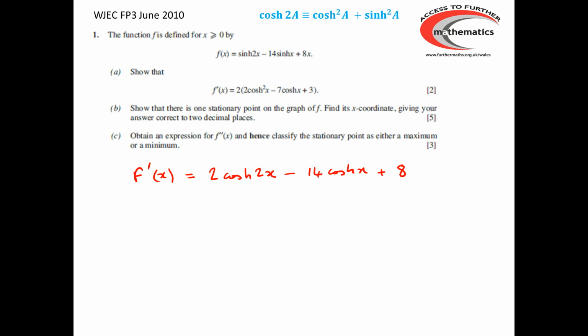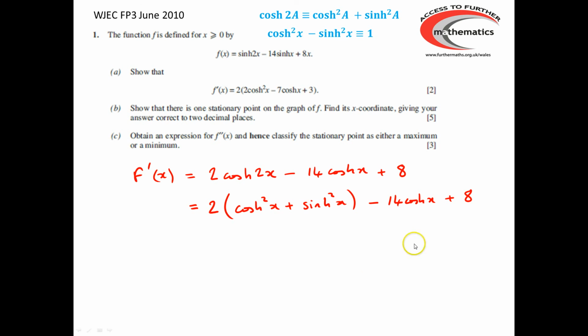Now again, the formula booklet reminds us that cos 2a is cos squared a minus sine squared a, so the 2 cos 2x here can be replaced by 2 lots of cos squared x minus sine squared x, and we've still got the minus 14 cos x plus 8. And then again, the formula booklet reminds us that cos squared x plus sine squared x is always equal to 1. So in this case, we can replace the sine squared x here by 1 minus cos squared x.